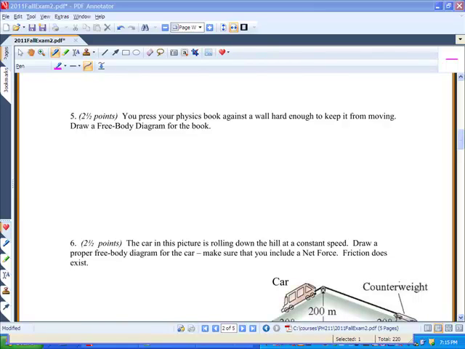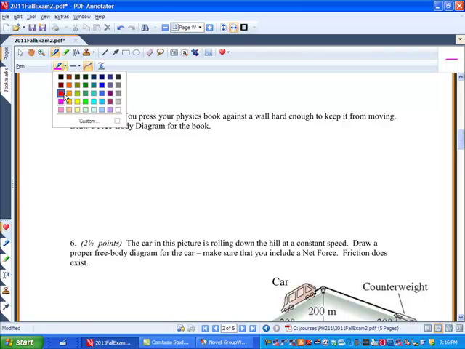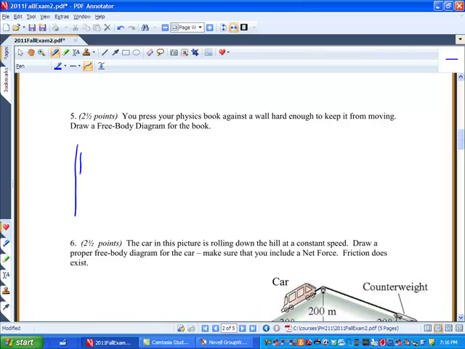Okay, so we press a physics book against a wall hard enough to keep it from moving. We're supposed to draw a free body diagram for the book. First thing you might do, because it's often the first thing you do when you solve a problem, is you might try drawing a picture. It doesn't need to be a very good picture. Okay, there's my hand. And as we draw the free body diagram, we always start with a dot.